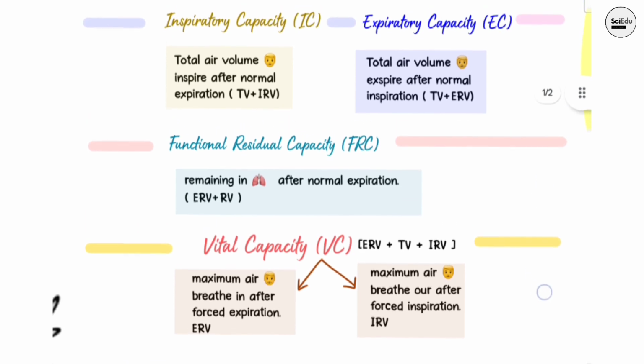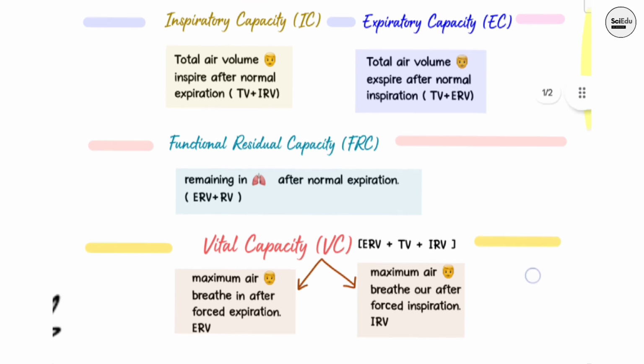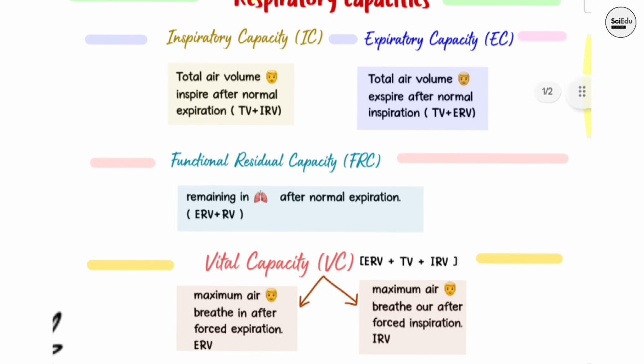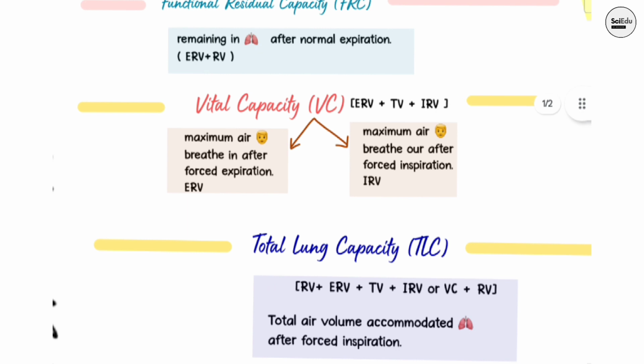Vital capacity, VC: the maximum volume of air a person can breathe in after a forced expiration. This includes ERV, TV and IRV, or the maximum volume of air a person can breathe out after a forced inspiration. Total lung capacity, TLC: total volume of air accommodated in the lungs at the end of a forced inspiration. This includes RV, ERV, TV and IRV, or vital capacity plus residual volume.